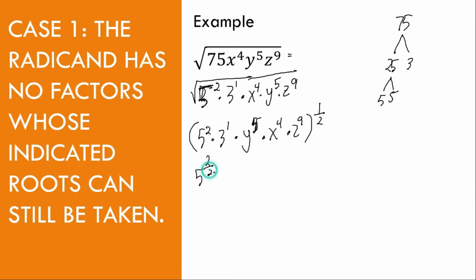So it will become 5 raised to 2 over 2 times 3 raised to 1 over 2 times x raised to 4 over 2 times z raised to 9 over 2. Okay, ngayon, simplify naman natin yung ating mga exponents. Si 2 over 2 can be written as 1. So, 5 raised to 1 na yan. Whole number na si 5.